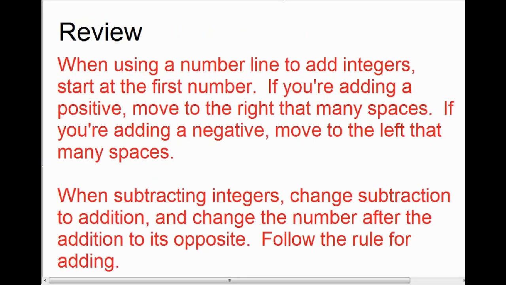So just a quick review of what we've talked about here. Initially we started talking about adding integers together. And as we saw, using a number line is a powerful tool when we're first learning how to add integers. When using a number line to add integers, you always start at the first number. If you're adding a positive, move to the right that many spaces. If you're adding a negative, you move to the left that many spaces. When subtracting integers, one way to deal with that is you can change the subtraction question to an addition question, but then you also have to change the number after the addition to its opposite. And then you just follow the rule for adding.